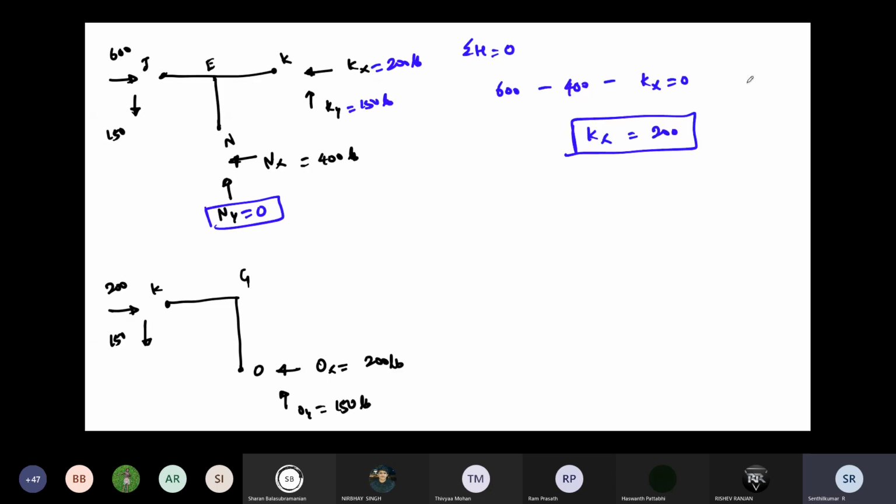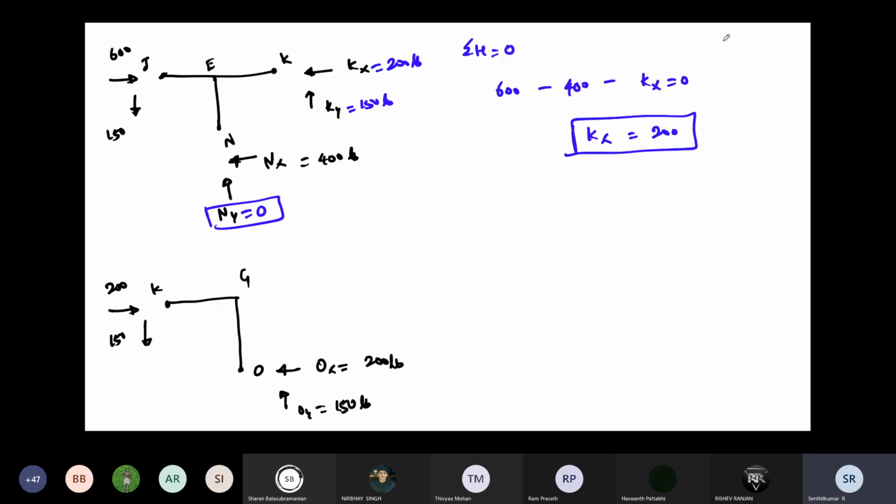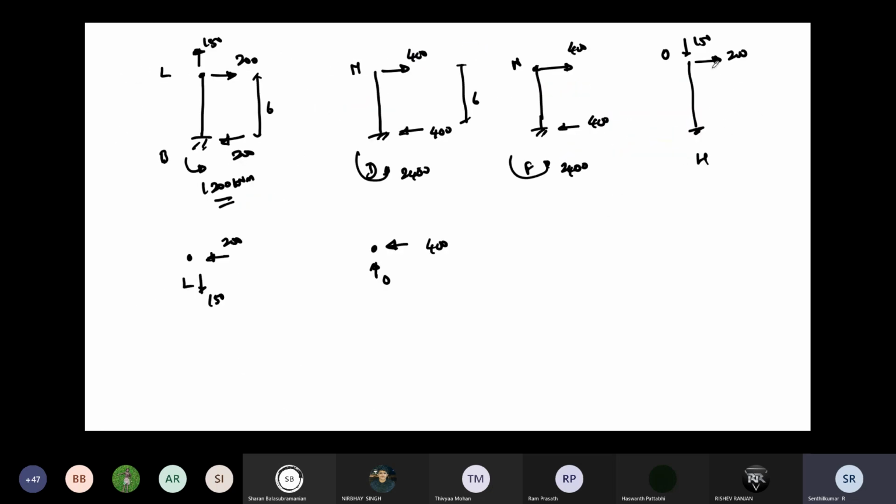Again OH. So what are the values? OX is 200, so this will be 200 here. The value is 150, so these will be 150 here. So upward is there, and the downward value will be there. So the bending moment diagram will be 1200, anti-clockwise. The bending moment values are over now.